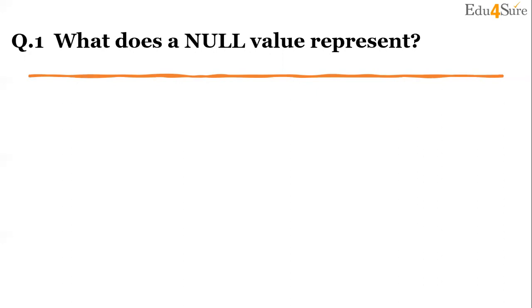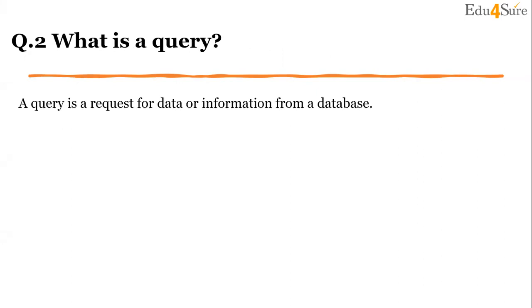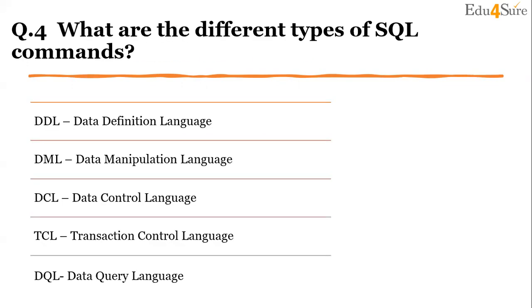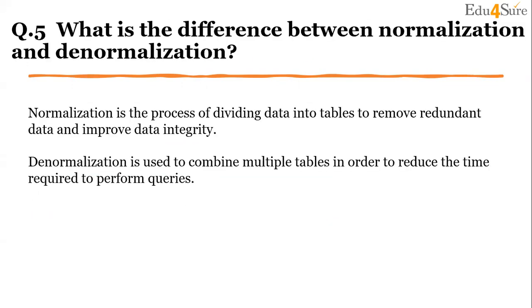So we have covered what does a null value represent? What is a query? What is an alias? What are the different types of SQL commands? What is the difference between normalization and denormalization? Now moving to the next 5 questions.